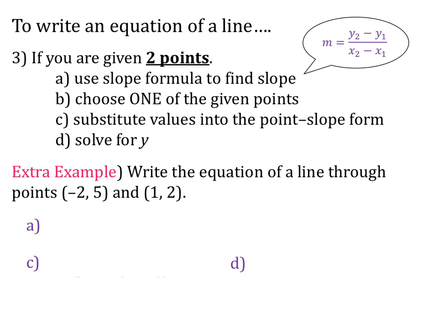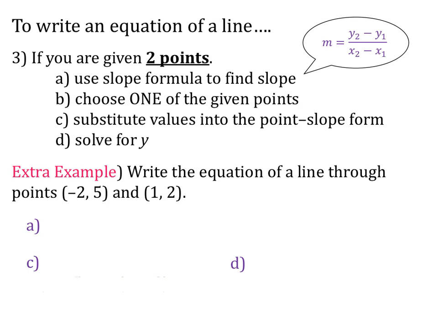Alright, our next option is option 3. So if you're given 2 points, then that means you're going to have to use the slope formula to find slope. So just a refresh, here we go. You can then choose one of the given points, substitute the values into the point-slope form, like we just previously did, and solve for y.